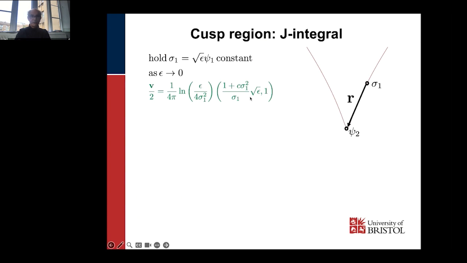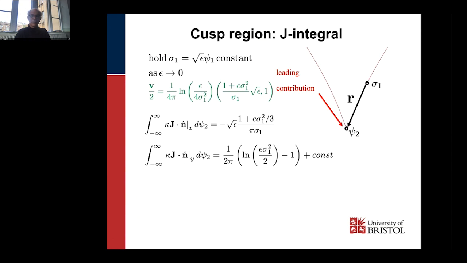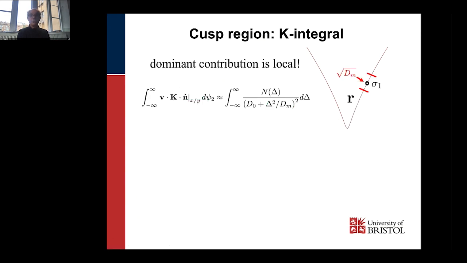To leading order in epsilon, the velocity is now given by this expression, and I have to do the integral. It turns out that the leading order contribution to the J integral, even here in this cusp region, comes from the tip region. The reason being that this is a very strong, almost delta-like forcing near the tip. And so using this insight, I can work out the J integral explicitly by integrating over the tip region. And so I still have to do the K integral.